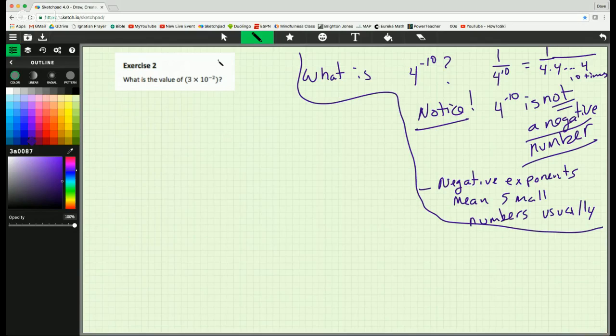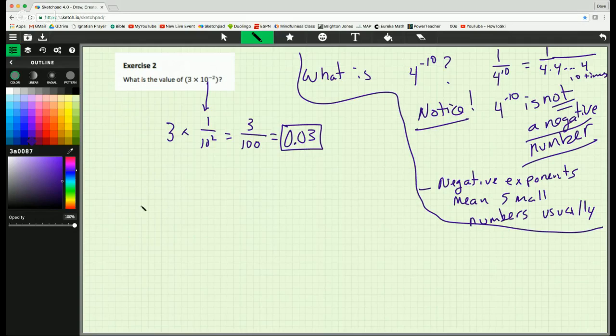Okay, so let's look at this. What is 3 times 10 to the negative 2? Well, now that we know what 10 to the negative 2 is, that's just 1 over 10 squared. So 3 times 1 over 10 squared is 3 over 100. Well, we know from 7th grade that that is basically 0.03. So 3 times 10 to the negative 2 is 0.03. Okay, something good to remember.